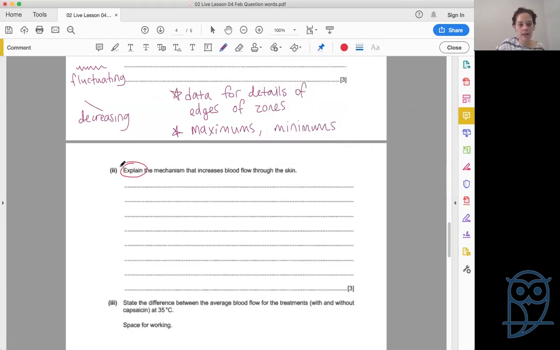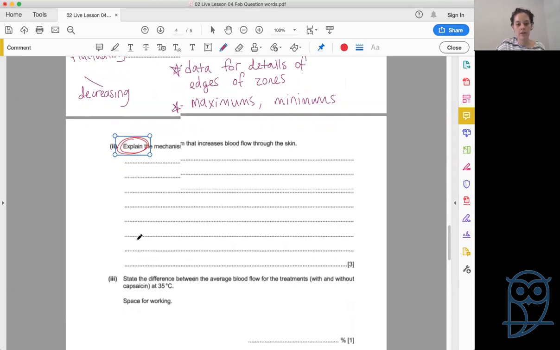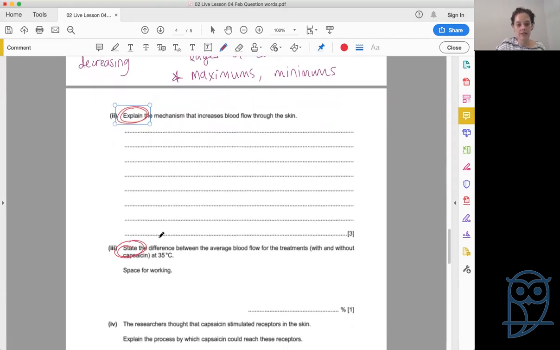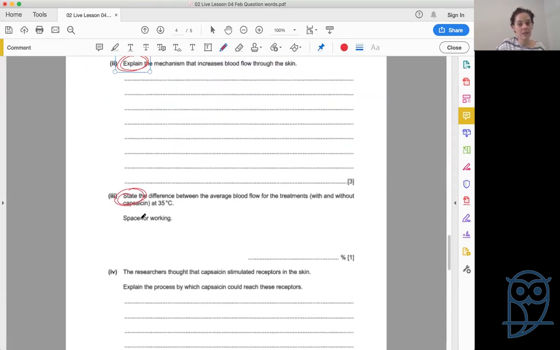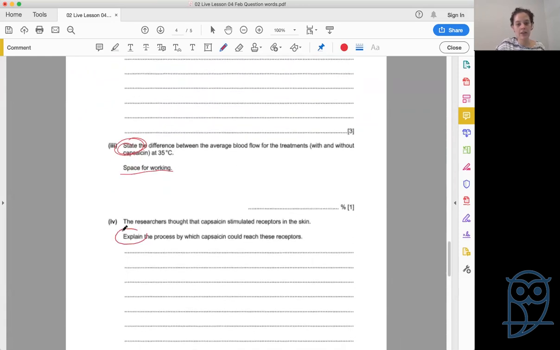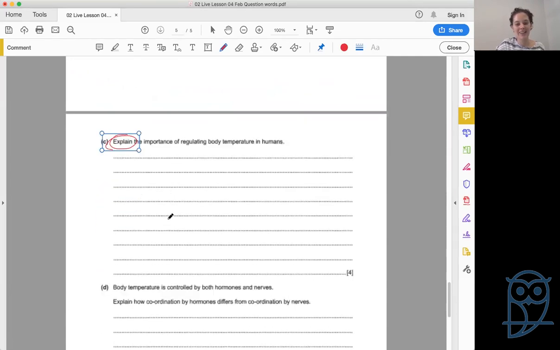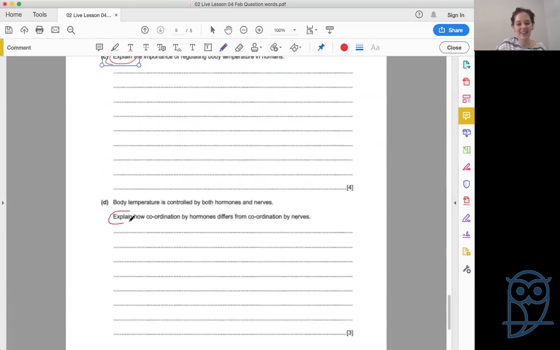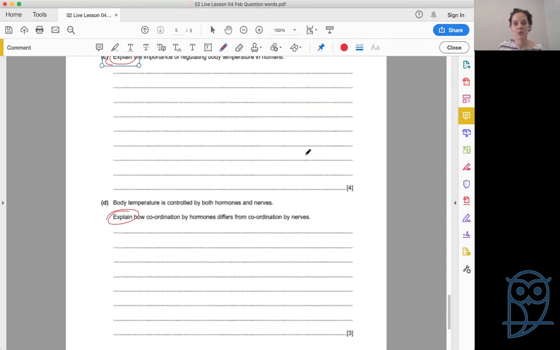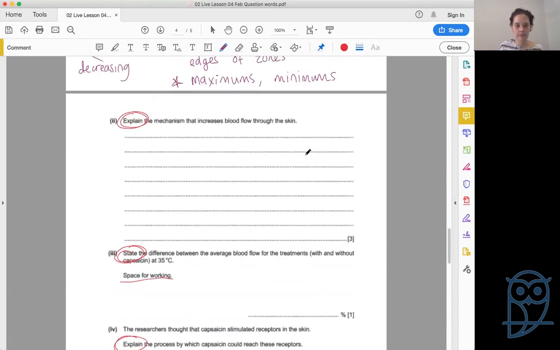Because we have an explain, we have a state, but this state is accompanied by a space for working. Then we're going to have another explain, then another explain, then another explain. Okay, but there are slight differences between all these explains.